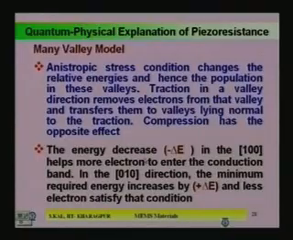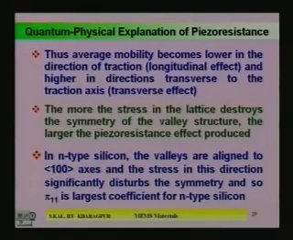The energy decrease, minus delta E in 100, helps more electrons enter the conduction band. In the 010 direction, the minimum required energy increases by delta E, which is shown in the last viewgraph, and fewer electrons satisfy this condition. Thus average mobility becomes lower in the direction of traction, which is the longitudinal effect, and higher in the direction transverse to the traction axis, which is known as the transverse effect. The more the strain in the lattice destroys the symmetry of the valley structure, the larger the piezoresistance effect produced.